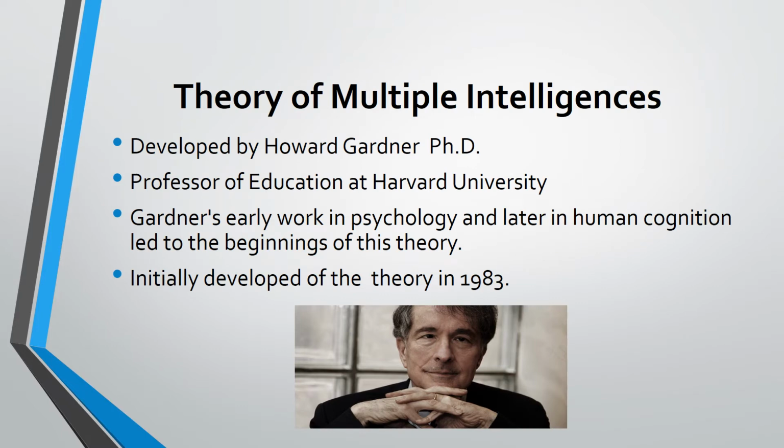The theory of multiple intelligences was developed by Howard Gardner. He's a professor of education at Harvard University. Gardner's early work in psychology and later in human cognition led to the beginnings of this theory, and it was initially developed in 1983.